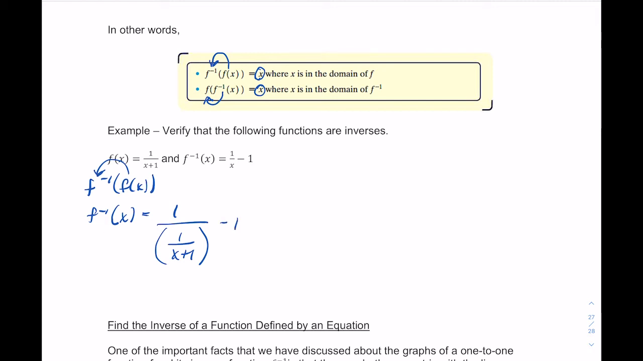So you can see now, all I did was I took my f of x function and put it where the x is. That's all I did. And now you want to simplify that and make sure that it equals x.